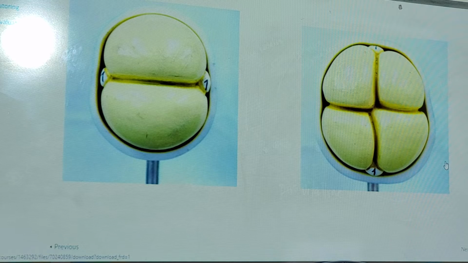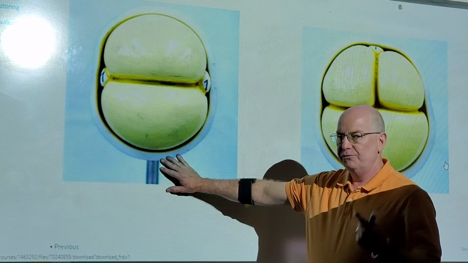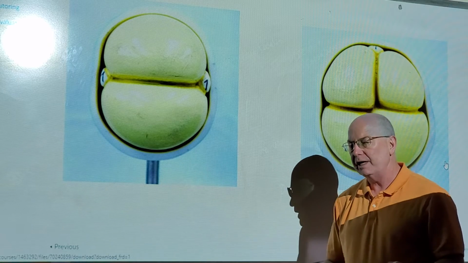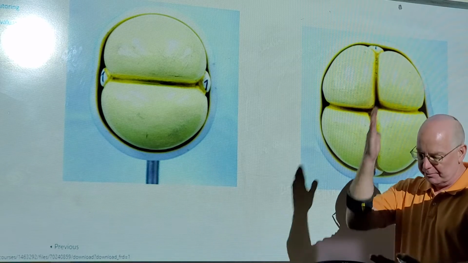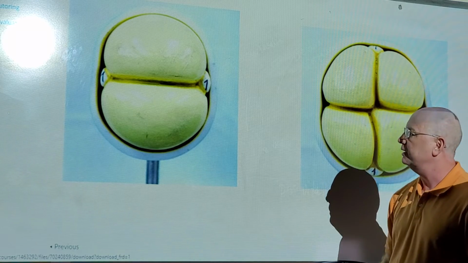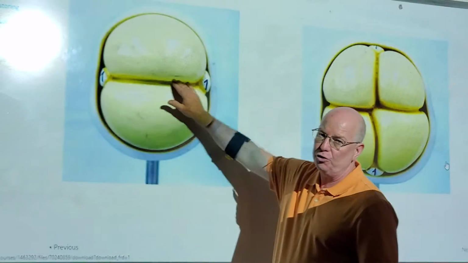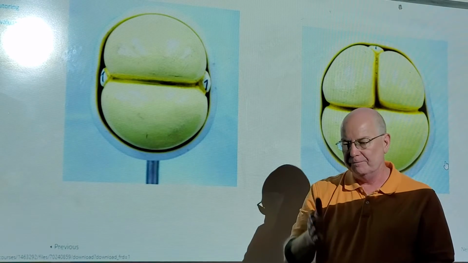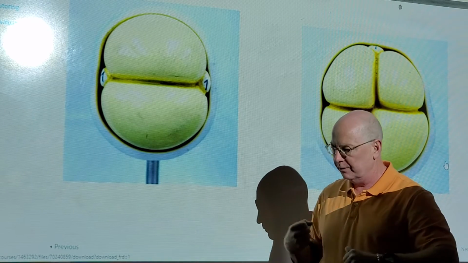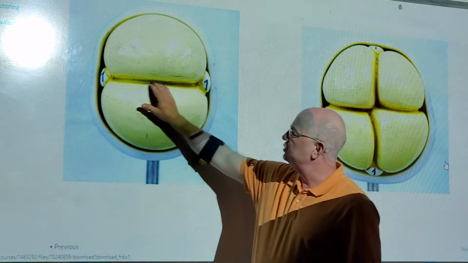Once we get past the zygote stage, this stage of development is called first cleavage. To cleave means to separate, like a meat cleaver, or breast cleavage or butt cleavage is where things are separated. So this is called the first cleavage. This is called a cleavage furrow. A furrow is like when you're hoeing the ground, you make a little furrow. So this is a cleavage furrow.